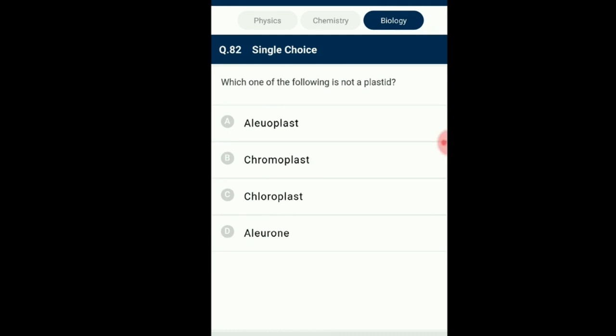Question number 82. Which one of the following is not a plastid? Plastids are membrane-bound organelles found in cells of plants, algae, and some other organisms from the eukaryotic group. These organelles are involved in either making food or storage of food. Plastids are further divided into groups such as leucoplast, chromoplast, and chloroplast. Chloroplast is involved in making food via photosynthesis. Leucoplasts are colorless organelles mainly for storage, and are further divided into amyloplast, elaioplast, and aleuroplast. Chromoplast is an organelle that provides color, containing yellow or orange pigment. So the answer for this question is option D, aleuron.